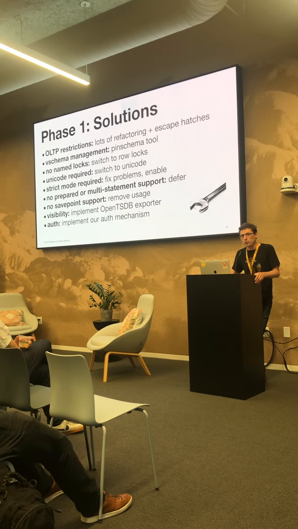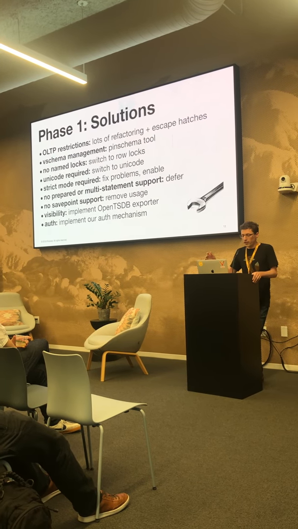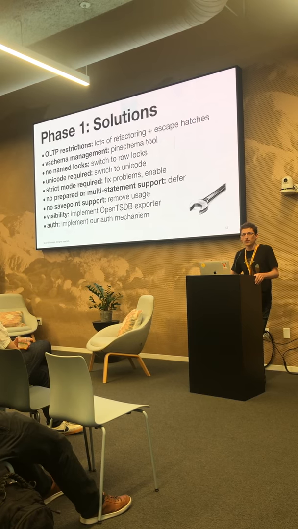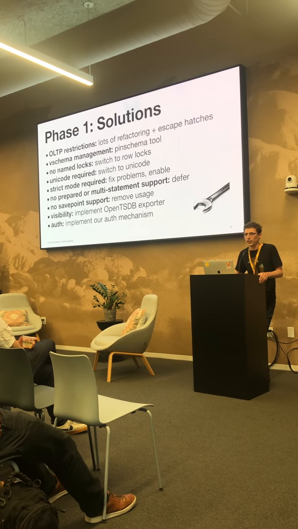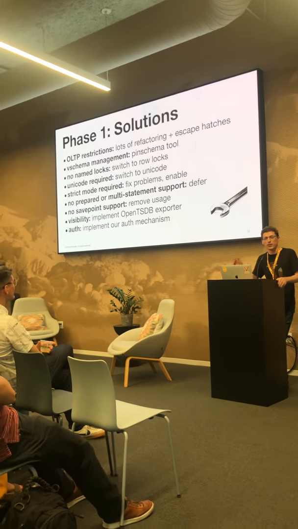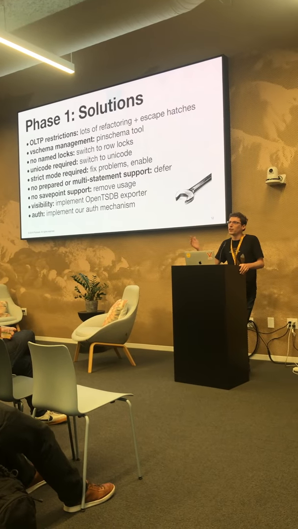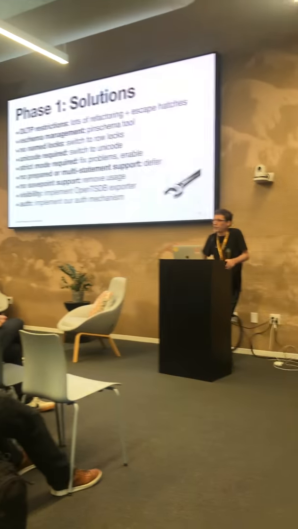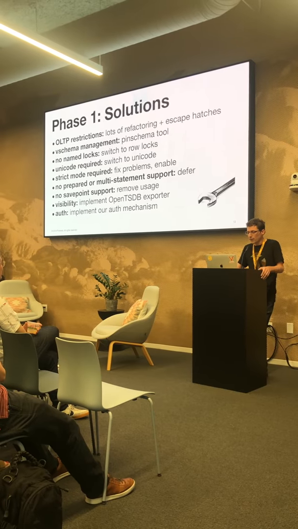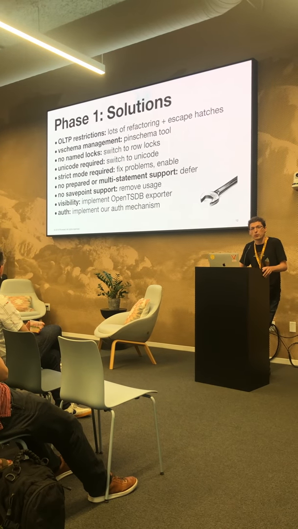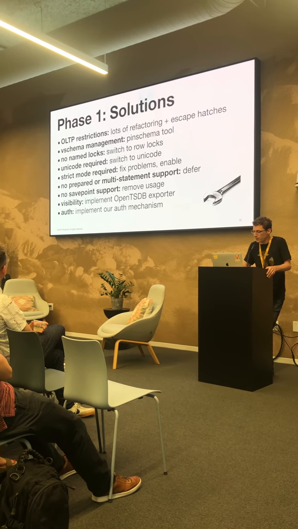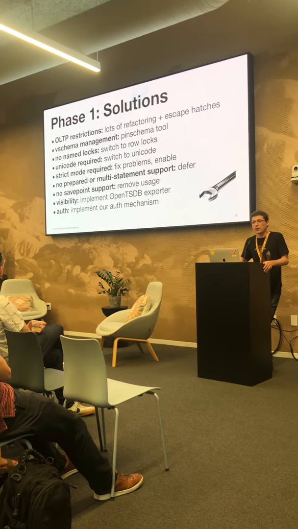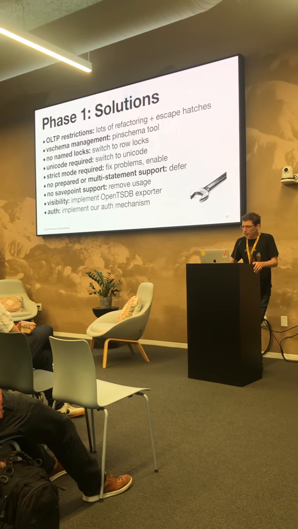vSchema management: we made a tool we call pin schema, which can look at our schema for the database and generate what the vSchema should look like. It's sort of an item code, there's just an immediate mapping, so we can actually even alert if the vSchema in production doesn't look like it should based on the current schema. For named locks, we had to switch some of them to row locks instead. It's a little bit awkward to do, but very doable. You just have to move to Unicode. That one you won't get a warning about when you start a tablet.